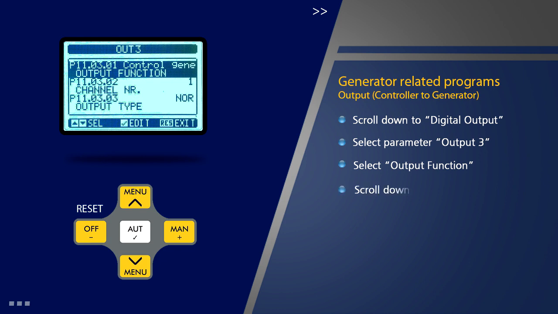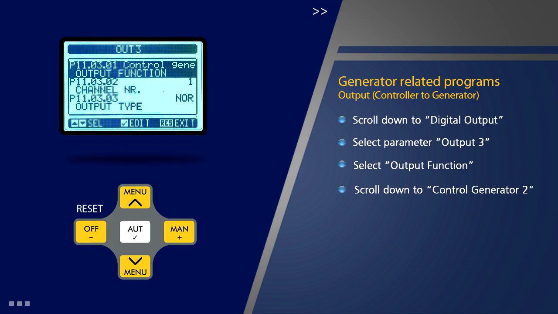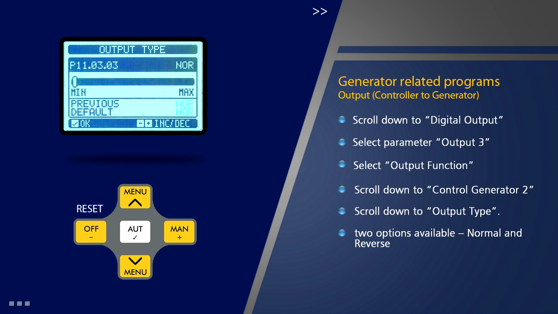Now scroll down to select the option Control Generator 2 and press OK. Come back to Output 3 page and scroll down to Parameter 2, which is Output Type. There are two options available on Output page, Normal and Reverse. Select the option as per site requirement. For example, Normal, and come back to the previous menu.